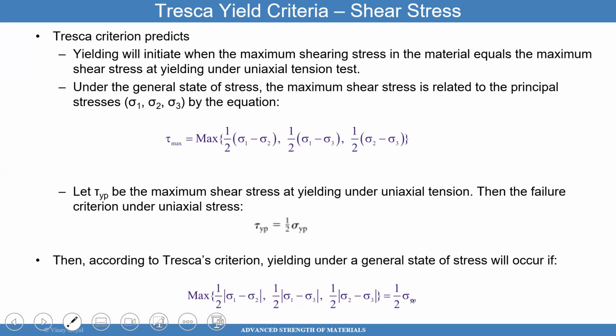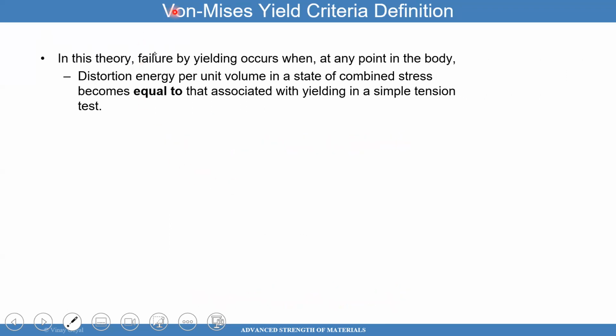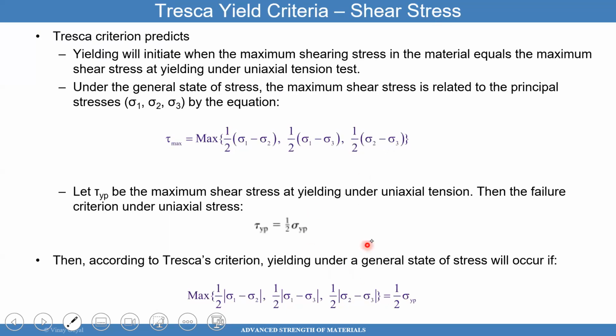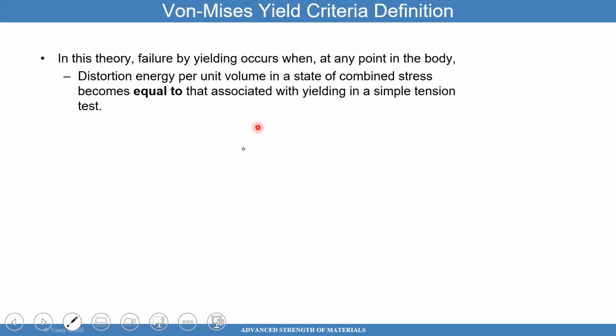And the next criteria I want to discuss is called the von Mises yield criteria, also good for ductile materials. Recall that this one is also good for ductile materials, but so is this. And in this theory, yielding is predicted at any point of the body when the distortion energy per unit volume in a state of stress equals that associated with yielding in a simple tension test.